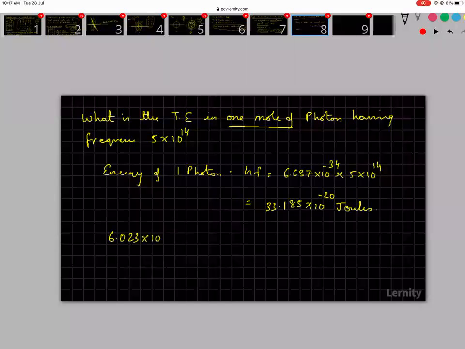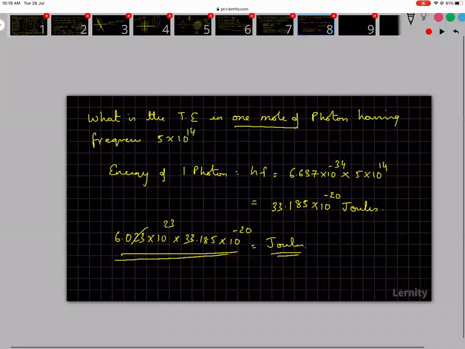6.023 into 10 power 23 into 33.185 into 10 power minus 20. So you multiply these two, you will get the total energy in 1 mole of photons. So I'll assume this is 6, approximately it will give me the same.